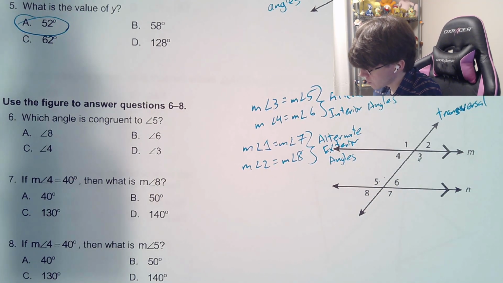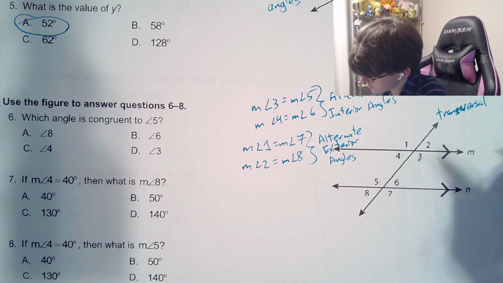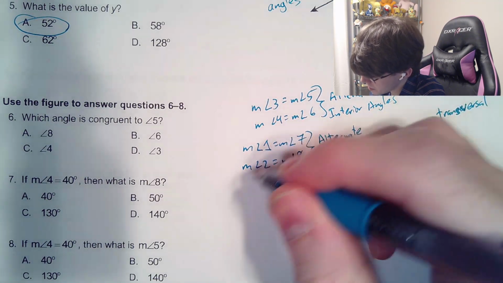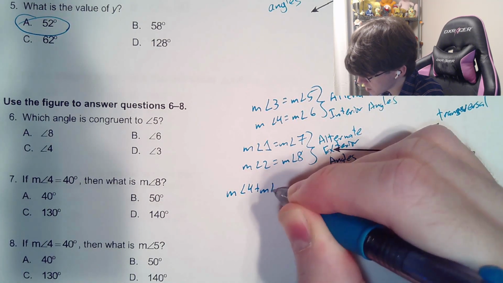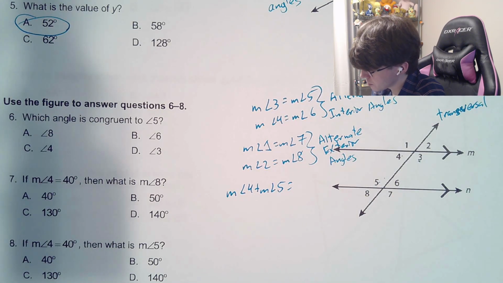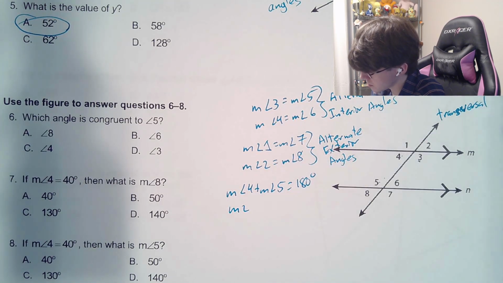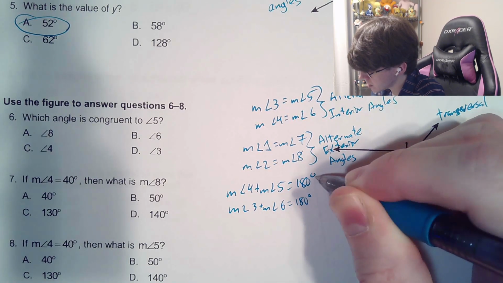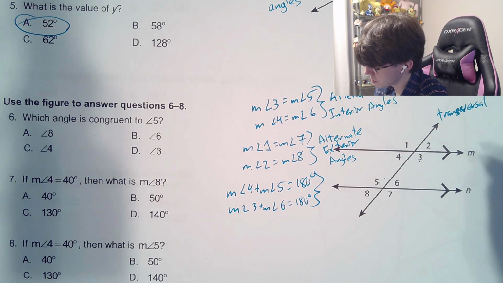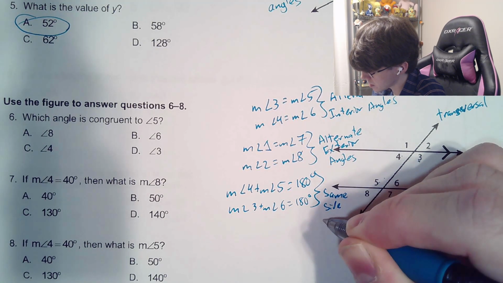There we go. The other ones that we learned are going to be the ones that are on the same side. So for instance, 4 and 5 are on the same side of the transversal, and they're also in between. And because of that, these aren't equal to each other, but instead together add to 180. They're supplementary, we say. So measure of angle 4 plus the measure of angle 5 is equal to 180 degrees. And likewise, the measure of angle 3 plus the measure of angle 6 is also equal to 180 degrees. And when those things are true, we call these ones same side interior angles. Same side interior.